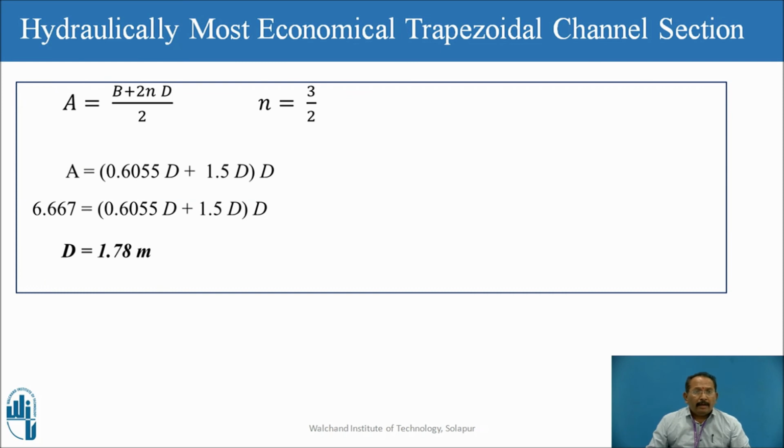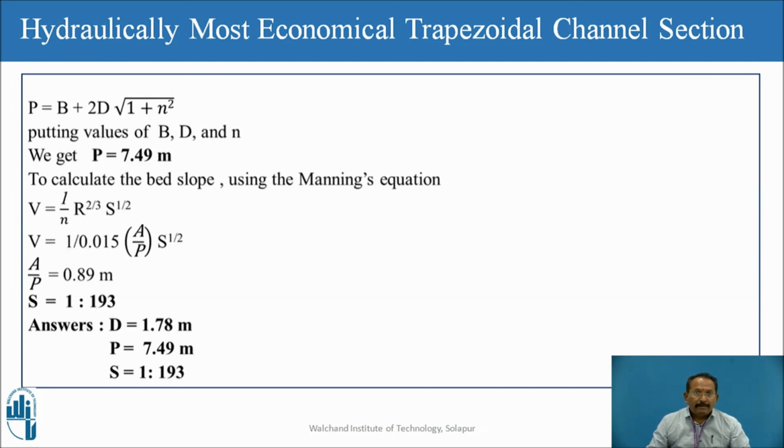Then area you can find out with the equation B plus 2ND upon 2, with N as 3 by 2. Putting these values, D you will get 1.78. The perimeter you can find out by B plus 2D under root 1 plus N square. Putting this value, P you will get 7.49.